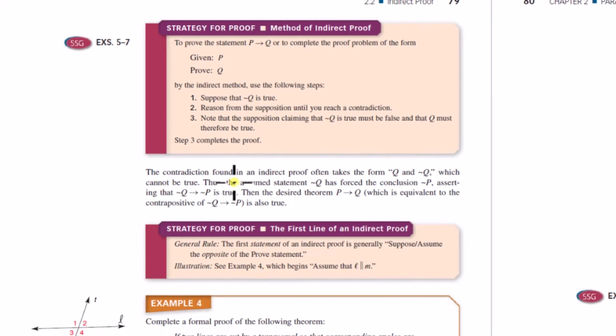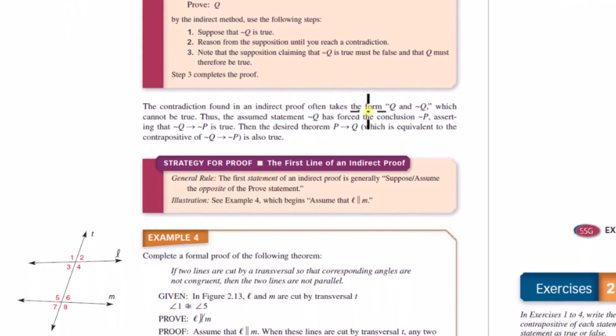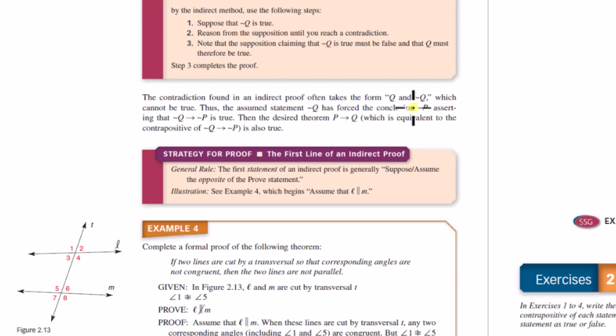The contradiction found in an indirect proof often takes the form Q and not Q, which cannot be true. Thus, the assumed statement not Q has forced the conclusion not P. Asserting that not Q implies not P is true, then the desired theorem, if P then Q, which is equivalent to the contrapositive, not P then not Q, is also true. Exactly. The first line of an indirect proof is going to be: suppose the opposite of the proof statement is true.